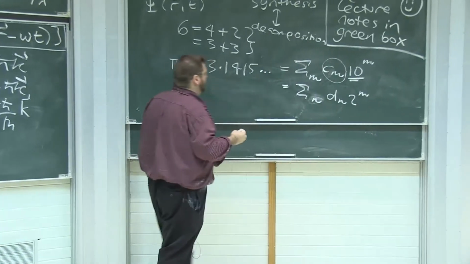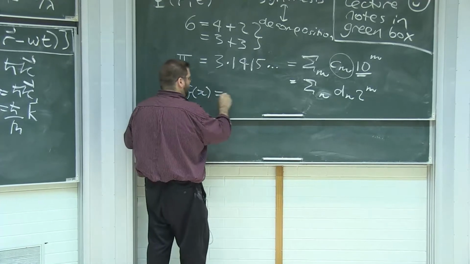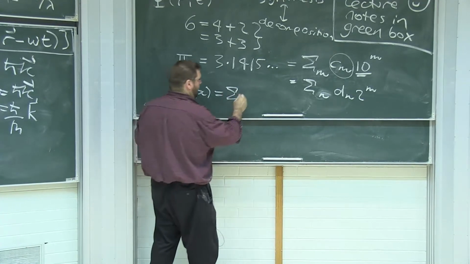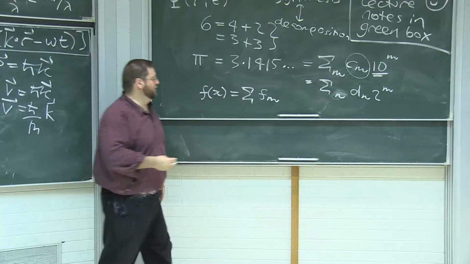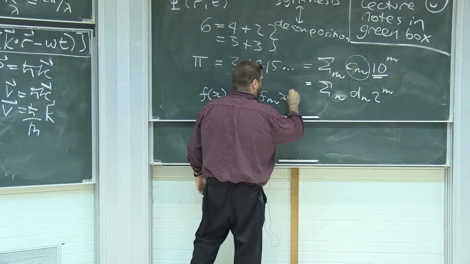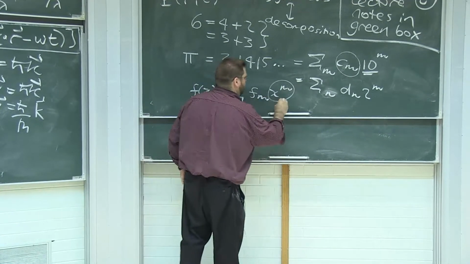As another example, Taylor series. When I take an arbitrary well-behaved function f of x and write it as a Taylor series, I have a bunch of coefficients, f subscript m, and these are now real numbers, and then powers of x. Well, I'm decomposing an arbitrary function as a sum of powers of x.